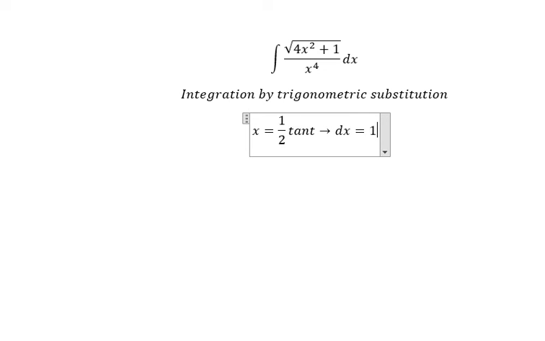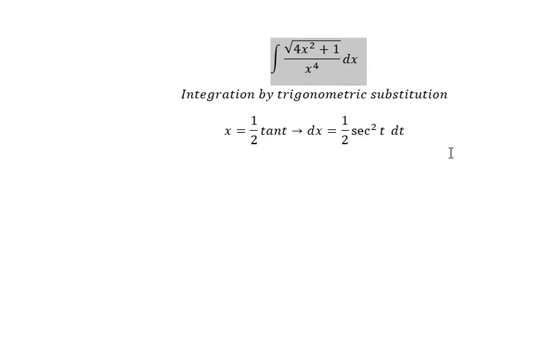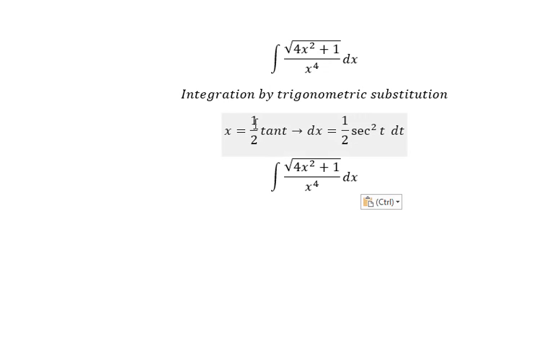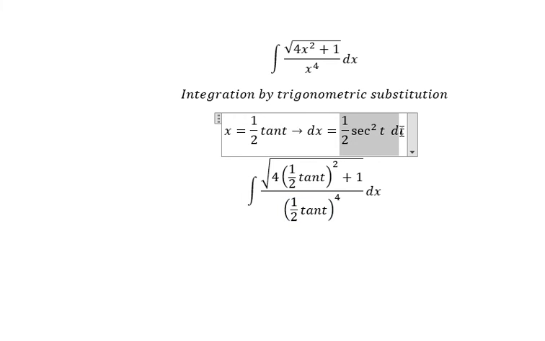ds, we have 1 over 2 secant of t squared dt, because the first derivative of tan t, you got secant of t squared. Now I will put this one in here and here. ds we change by this one.